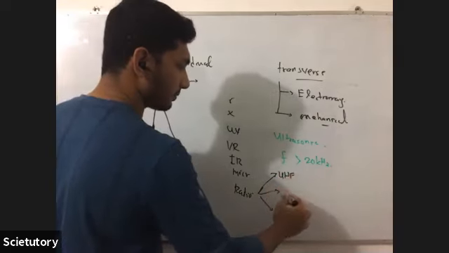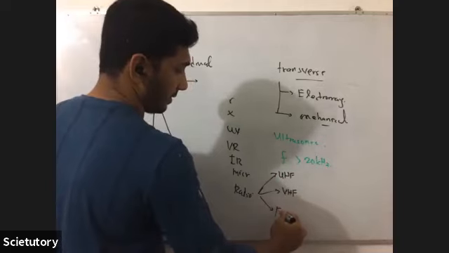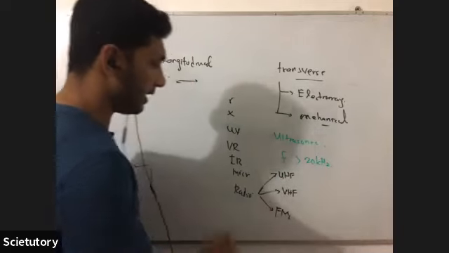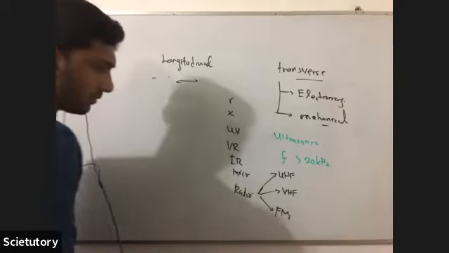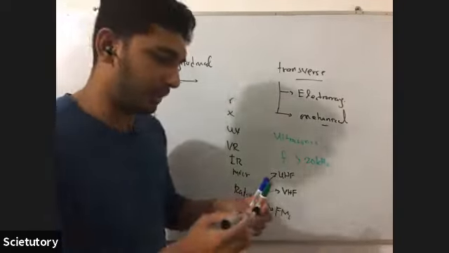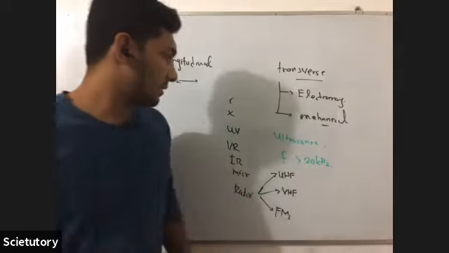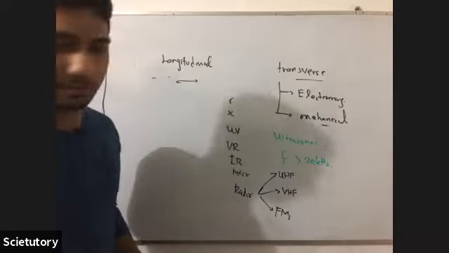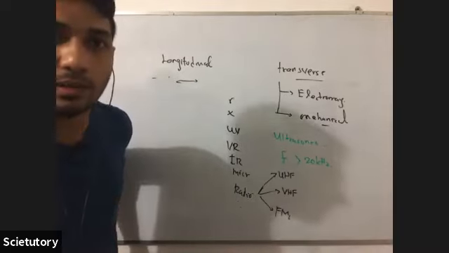UHF, VHF, and FM. Then you have short wavelength, intermediate and long wave, short wave, intermediate and long. Okay, like that. So this is the electromagnetic spectrum. So the correct answer is ultrasonic wave, third answer.